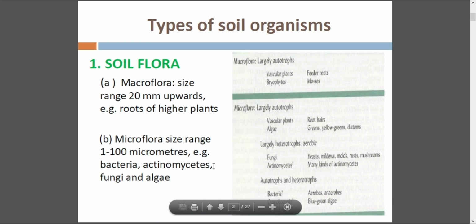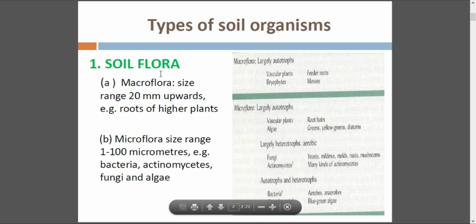If we can all remember, in the previous lecture we covered diversity of soil organisms and we also looked at the food web. Today we are going to look at the types of soil organisms. Soil organisms can be divided into soil flora and soil fauna, and together soil flora and soil fauna form what we call the soil biota.